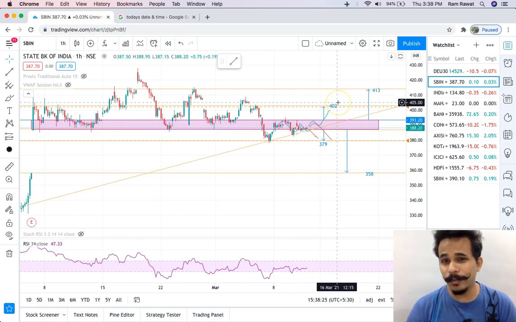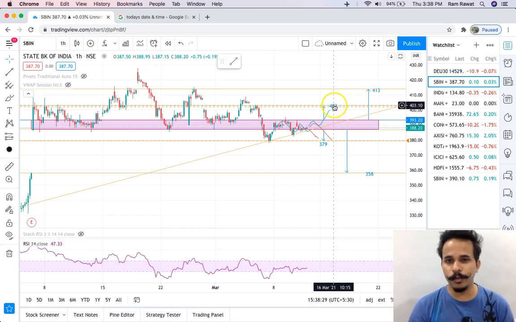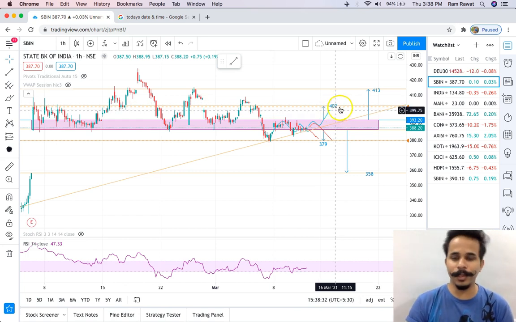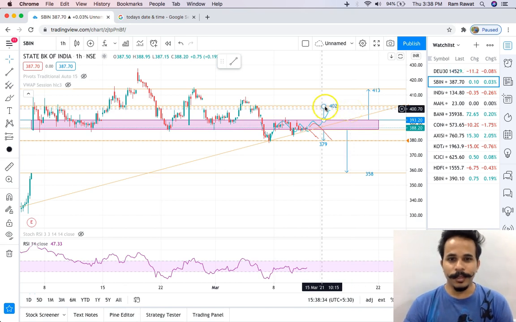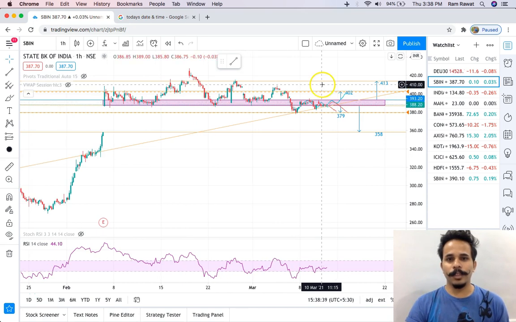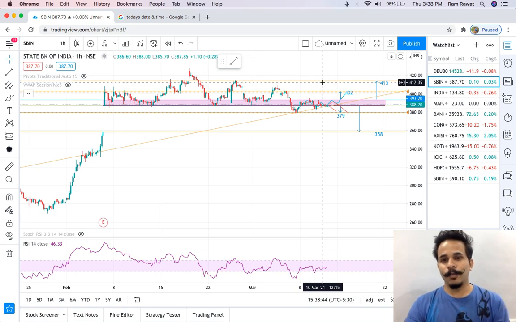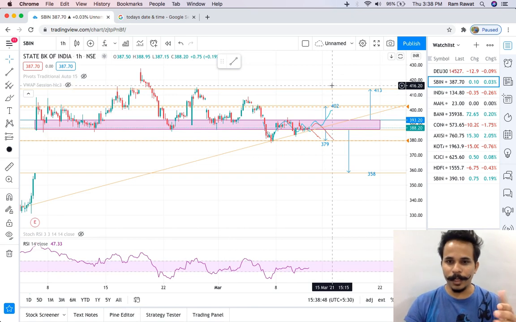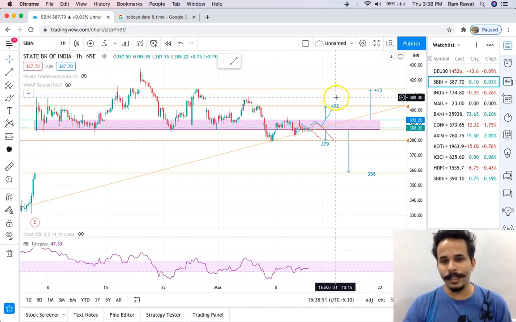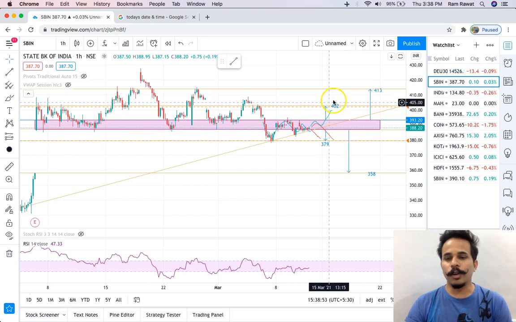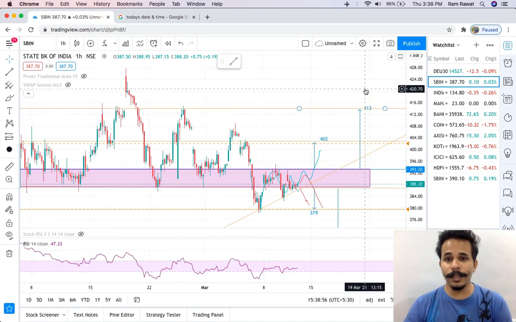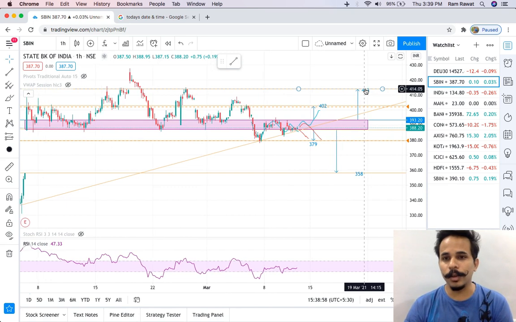And again, the numbers can vary by plus minus 1 or 2. Like instead of 402, people might be saying it's 403, 401, or 400. So it depends on the level at which I have zoomed out and drawn the line by seeing the top of the candles, then it can be 403, 402. So there can be plus minus 1 or 2, but these can be your important targets for the coming days for the SBI stock.